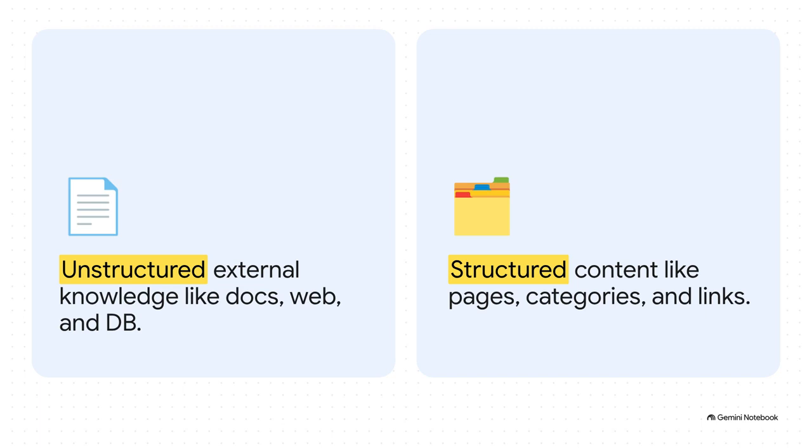But the starkest difference? It's how they handle data. RAG is a beast at taming unstructured data. Loose PDFs, random web scrapes, you name it. You just run it through an embedding model and you're good to go. A page index, on the flip side, demands rigid structure. It needs predefined pages, categories, and explicit links.